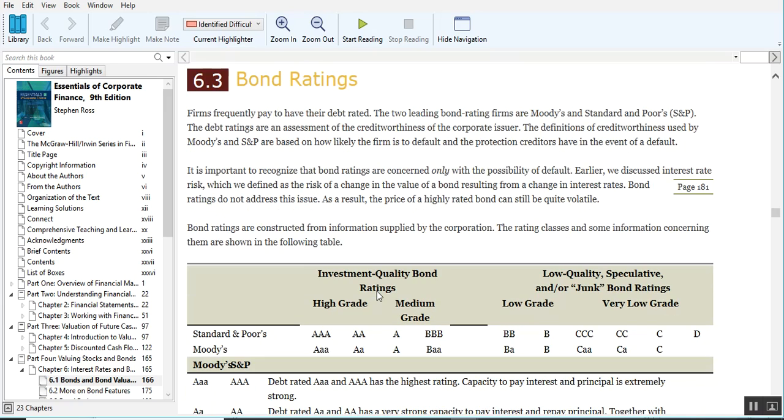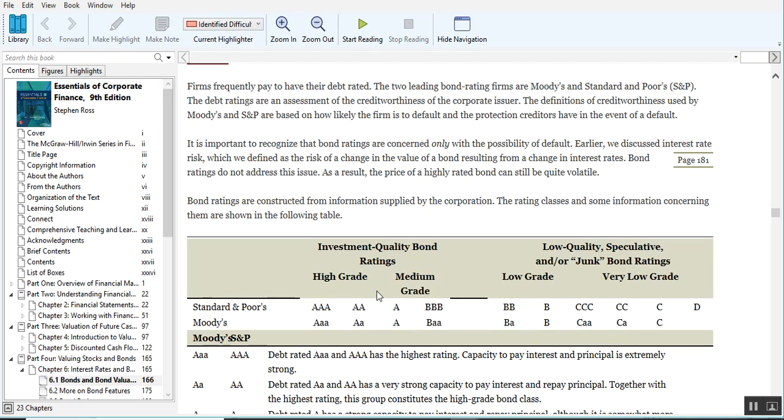And then we get into bond ratings. Firms often pay for this service. They want the bonds rated mainly because the bond ratings are a reflection of the creditworthiness of the company issuing the bonds. And they give you examples of what those ratings look like here. And typically the highest level, Standard & Poor's is AAA, Moody's AAA, and you may have a high grade, medium grade, low grade, very low grade.